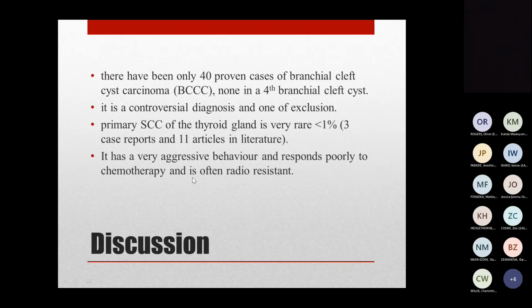But given the alternatives, primary squamous cell carcinoma of the thyroid gland is exceedingly rare, with less than 1%, only 3 case reports and 11 articles in the whole literature to date. And unlike our case, where our patient had complete cure with no recurrence, the squamous cell carcinomas arising in the thyroid de novo have a very aggressive behavior and respond poorly to treatment and are often radio-resistant.